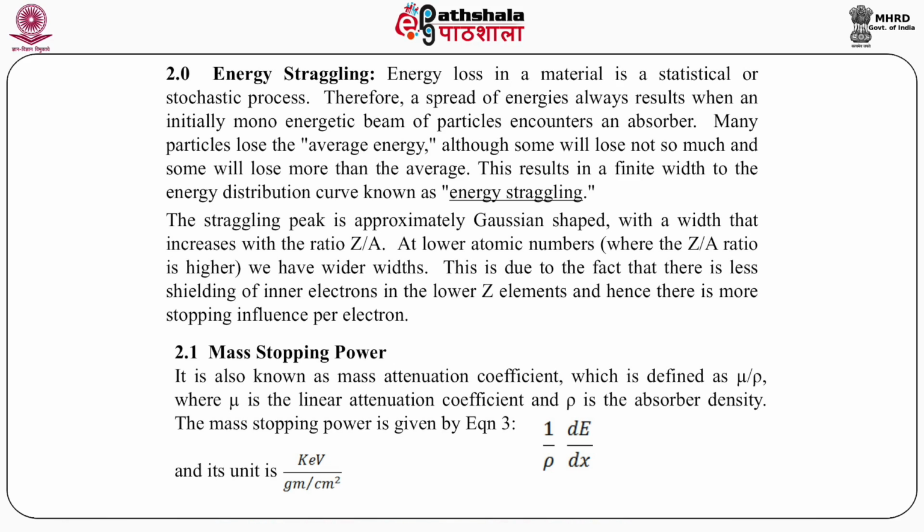Mass stopping power. It is also known as the mass attenuation coefficient, which is defined as mu by rho, where mu is the linear attenuation coefficient and rho is the absorber density. The mass stopping power is given by the equation 1 by rho dE by dx, and its unit is keV per gram per centimeter square.